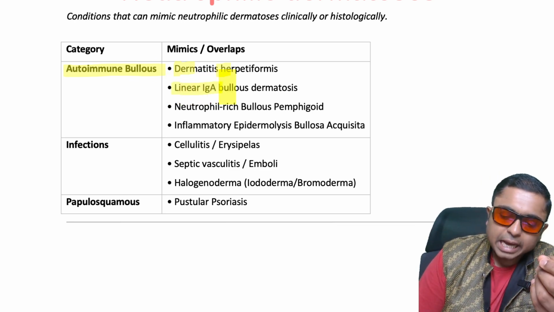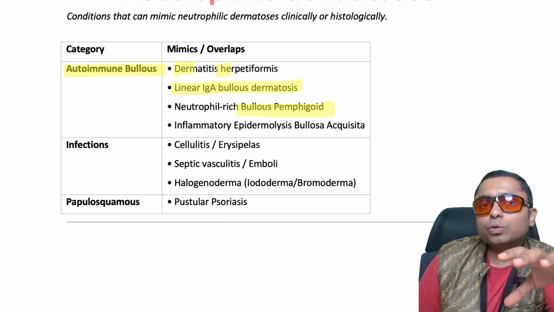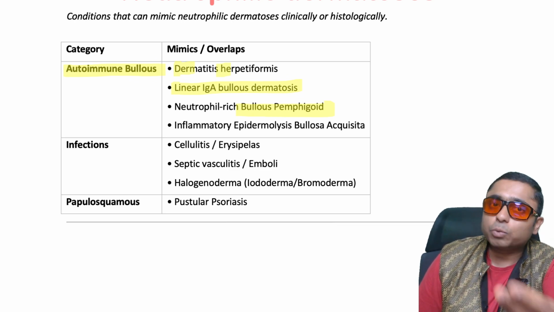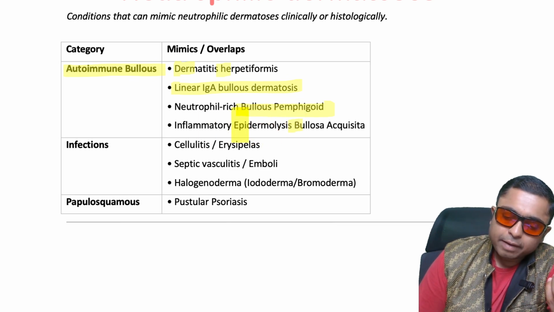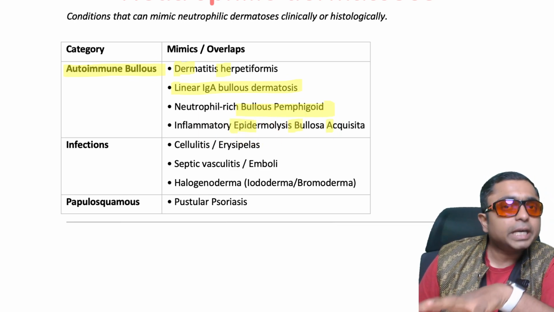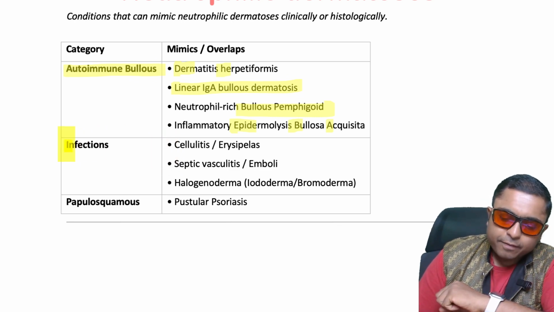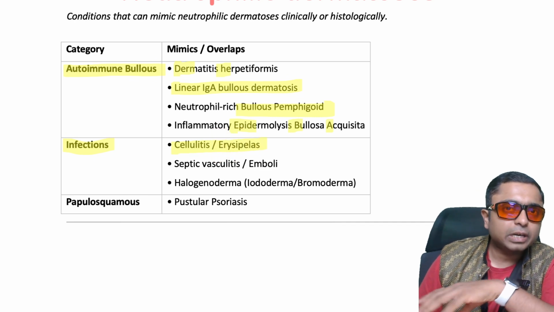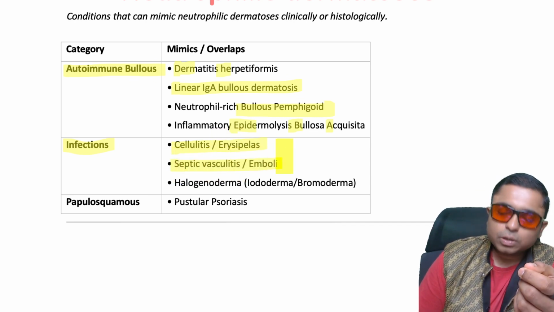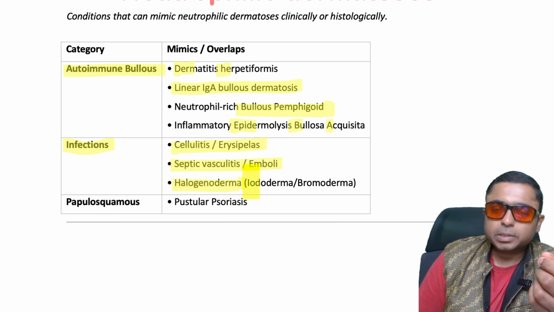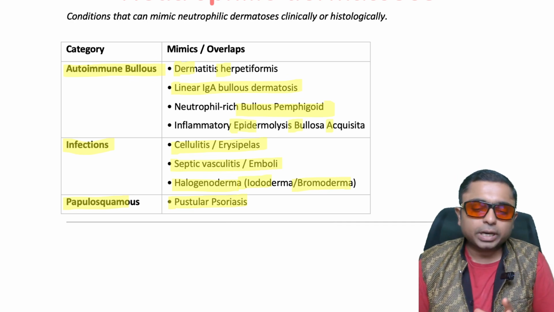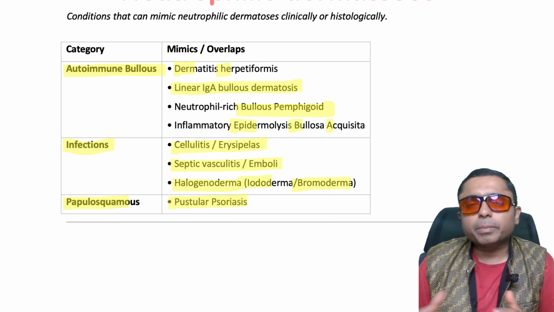And also we have linear IgA bullous dermatosis. Usually bullous pemphigoid histopathology is going to be predominantly eosinophilic, but there could also be a variant in which neutrophils could be the predominant cells in the bullous pemphigoid. And also EBA, which is the inflammatory variety, could also have a predominantly neutrophilic infiltration. And in the infections, definitely there are going to be neutrophils seen in cellulitis and erysipelas, so it is an important histopathological differential. Septic vasculitis or emboli, and halogenodermas, iododermas, and bromodermas, and papulosquamous disorders like pustular psoriasis. So these are all the important histopathological differentials or mimics for neutrophilic dermatosis.